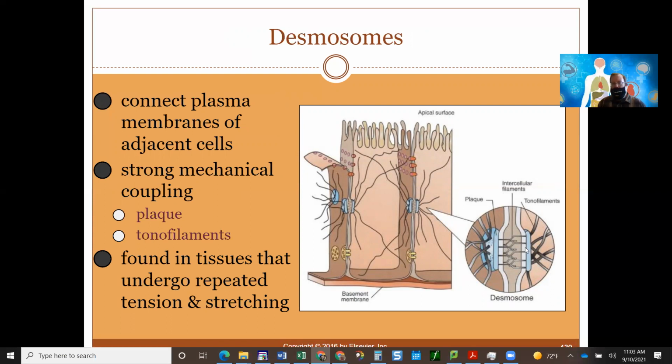Desmosomes also provide quite a bit of strength and support. They connect the plasma membranes of adjacent cells, but a desmosome provides a little more flexibility than a tight junction. So we're kind of going in order of most stable or strong to weakest. So strongest is the tight junction. That would make sense. Desmosomes next, still pretty tight, but we do have some extra little filaments that allow for some flexibility. So again, certain tissues get a lot more action than other tissues.